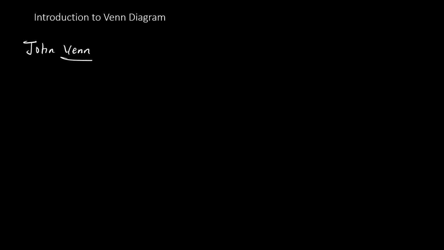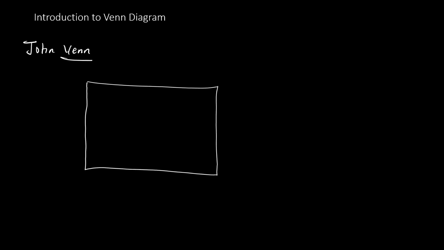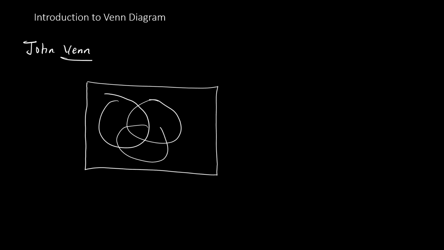So a Venn diagram consists of a rectangular or square shape with inscribed circles. It can be in any format. My drawing is not perfect, so let's redraw this. This is simply a Venn diagram. So it consists of a circle or circles inscribed in a rectangularly shaped object.